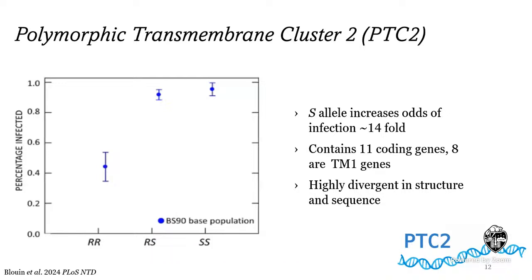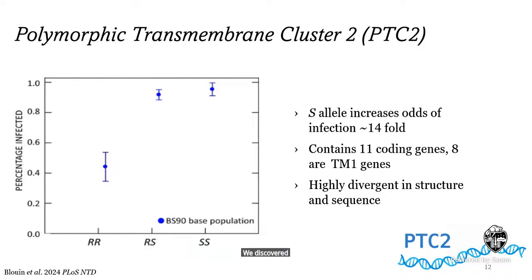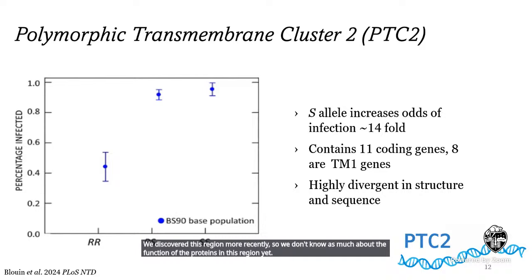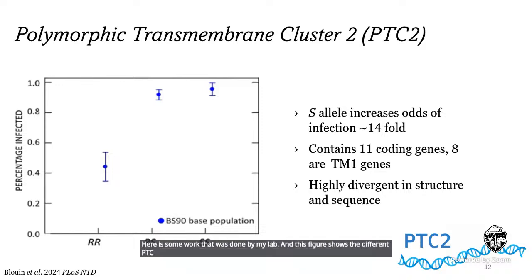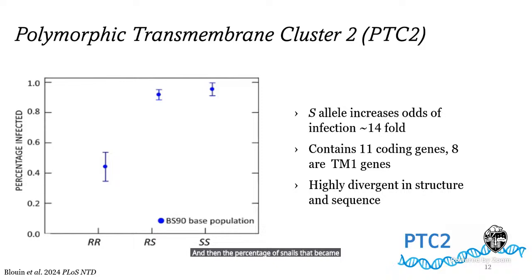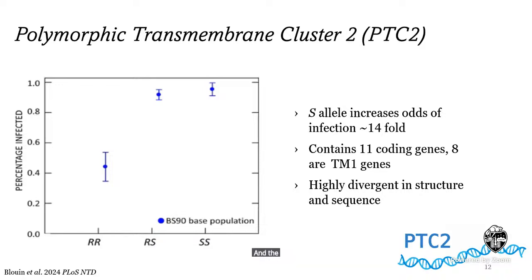All right, now I'm going to talk about the polymorphic transmembrane cluster 2, or the PTC2. We discovered this region more recently, so we don't know as much about the function of the proteins in this region yet. Here is some work that was done by my lab, and this figure shows the different PTC2 genotypes on the x-axis, and then the percentage of snails that became infected when we introduced them to parasites. We found that the S allele is dominant and confers high susceptibility to parasite infection, and the R allele is recessive and confers resistance to parasite infection.